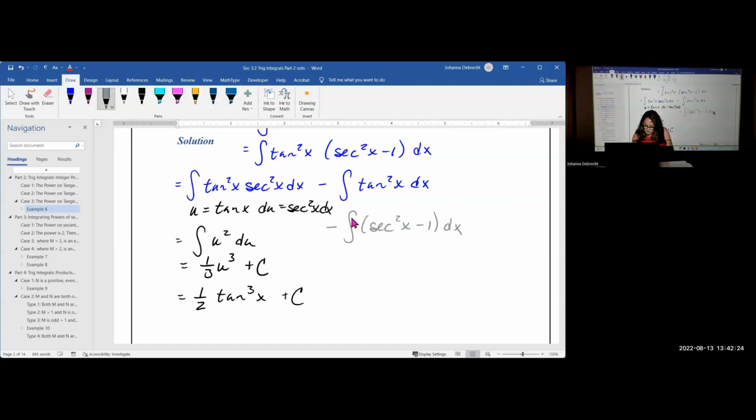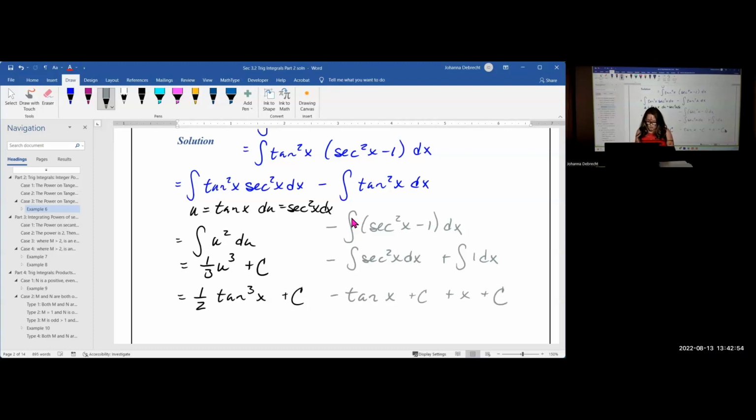Then I can distribute the negative and split it into two integrals: minus the integral of secant squared of x dx plus the integral of 1 dx. These both integrate directly. They have antiderivatives. The antiderivative of secant squared, of course, is tangent. And so this is just going to give me minus tangent of x plus its constant, plus x plus its constant.